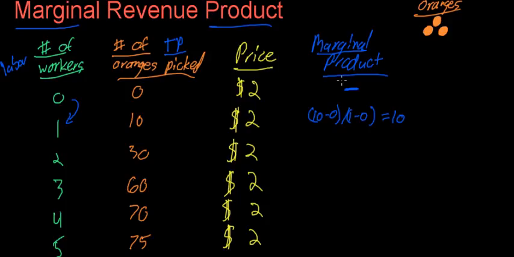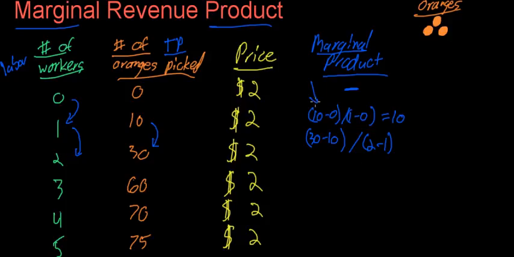Now for the next one, we go from 1 to 2 workers. And the marginal product of the second worker we're going to see will be 30 minus 10. So we jump up 20 in the amount of produce that we produce. So 30 minus 10, divided by 2 minus 1, because we just increased. I should write this out one time.